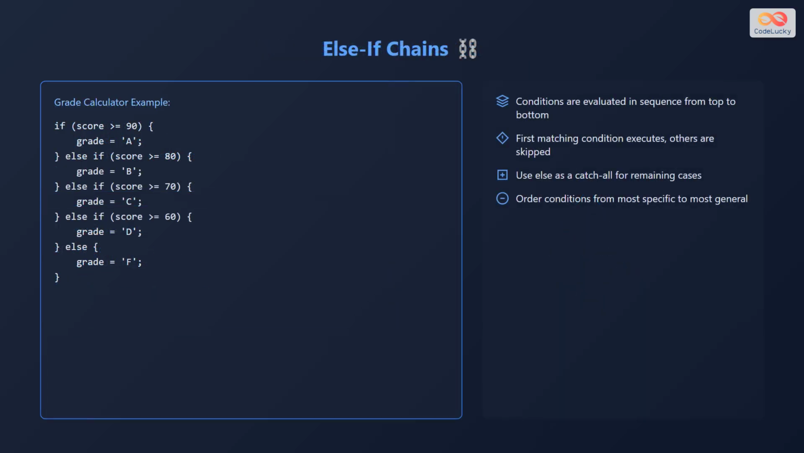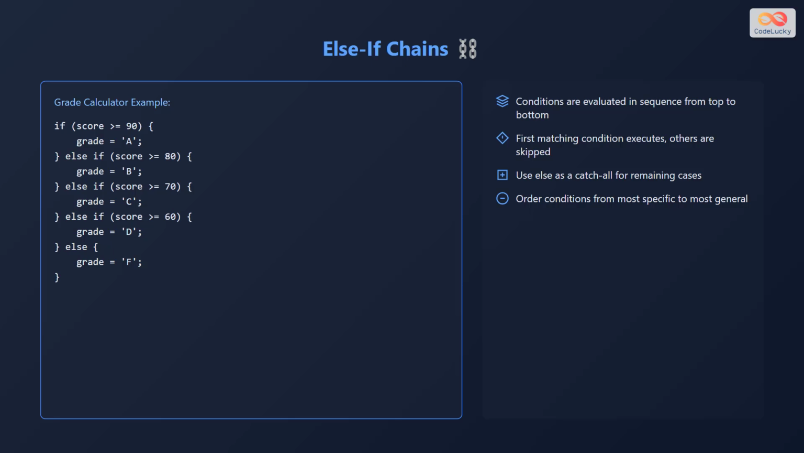Now let's look at else-if chains. These are used when you have multiple conditions to check in sequence. As shown in the example, if the score is greater than or equal to 90, the grade is A. If not, it checks if the score is greater than or equal to 80. If it is, then the grade is B, and so on.